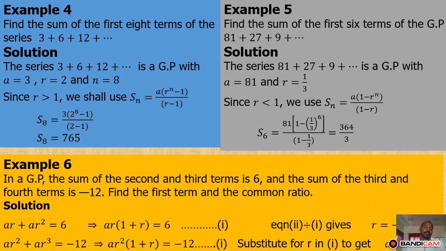Our next example. In a GP, the sum of the second and the third term is 6, and the sum of the third and the fourth term is negative 12. Find the first term and the common ratio. So looking at what we have been given, the sum of the second and the third term is 6. So what is the second term and what is the third term?